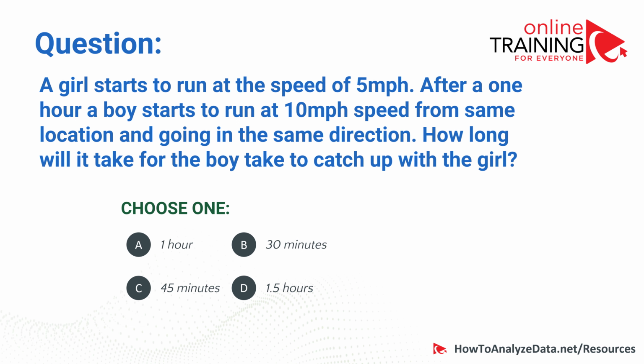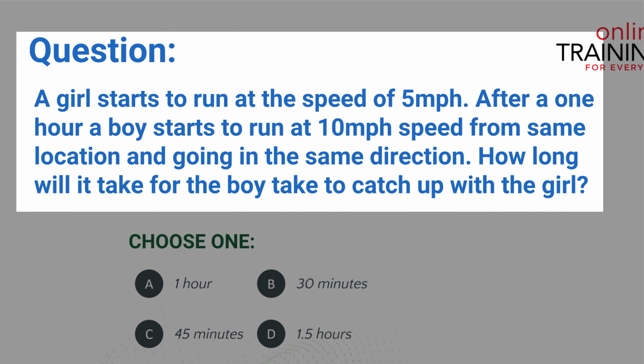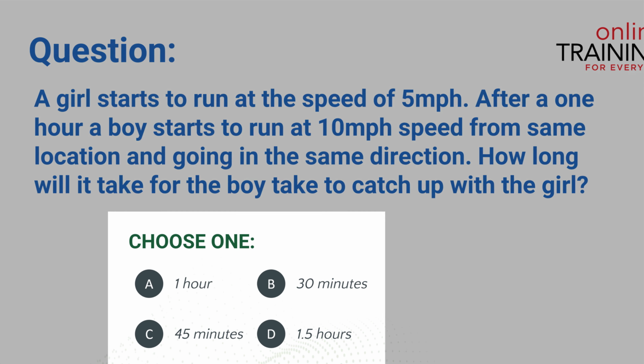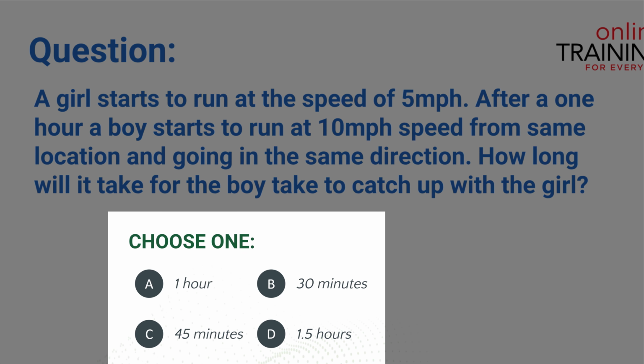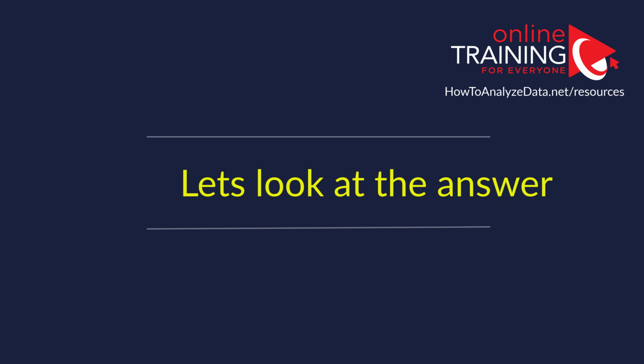Now let's look at the question, which tests your knowledge of numerical reasoning. A girl starts to run at the speed of 5 miles per hour. After 1 hour, a boy starts to run at 10 miles per hour speed from the same location and going in the same direction. How long will it take for the boy to catch up with the girl? And we have 4 choices here: 1 hour, 30 minutes, 45 minutes, 1.5 hours. What do you think is the right choice?